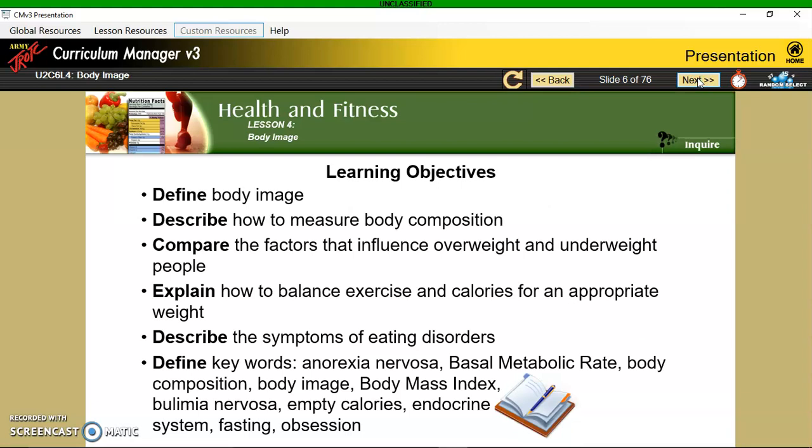Okay, in these next couple classes, we're going to define body image, describe how to measure your body composition, compare the factors that influence overweight and underweight people, explain how to balance exercise and calories for the appropriate weight, and describe some of the eating disorders. Those sound your keywords there: anorexia nervosa, basal metabolic rate, body composition, body image, BMI (body mass index), bulimia nervosa. Describe what empty calories are, endocrine system, fasting, and obsession.